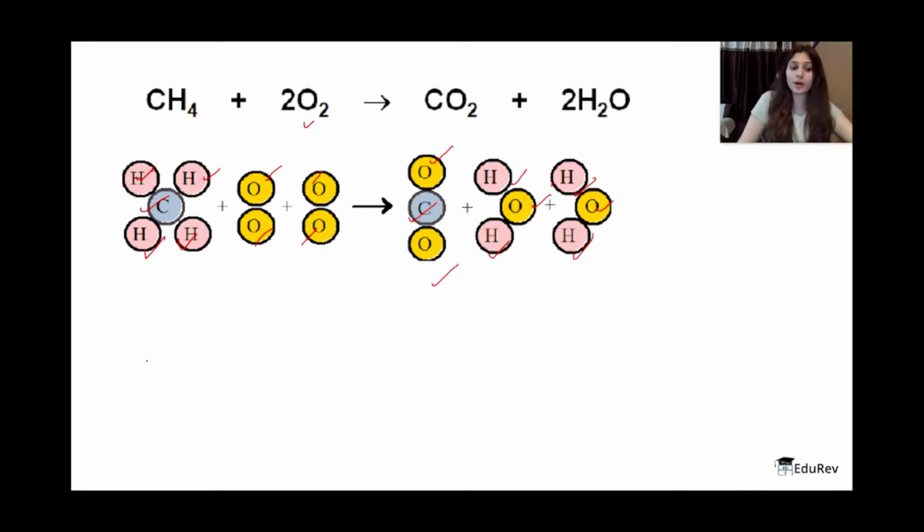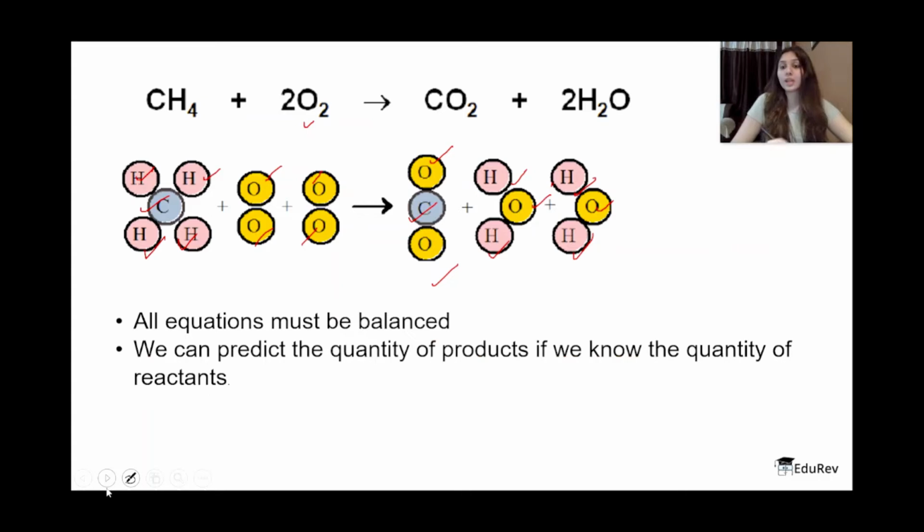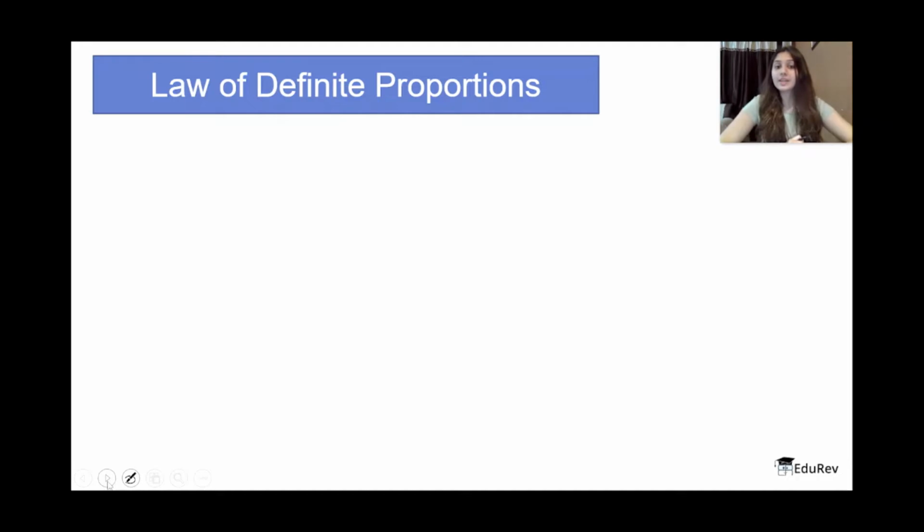This is the reason why we always balance all the chemical reactions. Otherwise they're not true. If we don't balance the chemical reaction, they're not in line with the law of conservation of mass, and they're not correct. Because of this law we can also predict the products of some reactants if we know the amount of the reactants, and of course we have to balance all the equations. Moving on, we have the second law, which is the law of definite proportions.